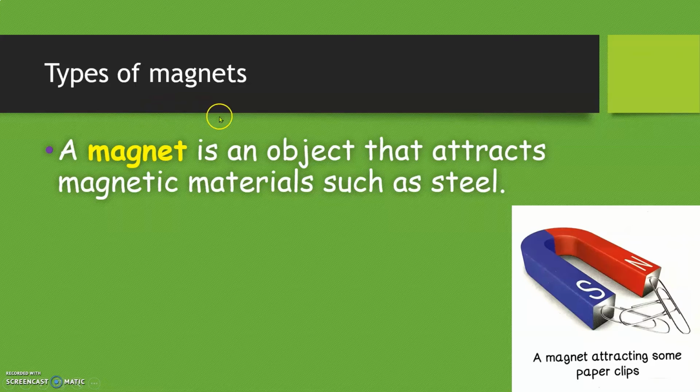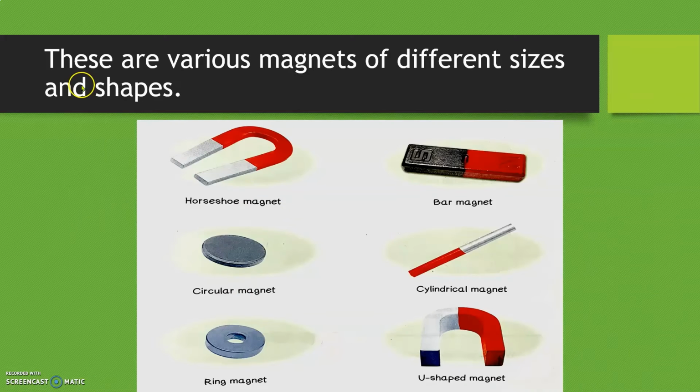Types of magnets. A magnet is an object that attracts magnetic materials such as steel. Here is a magnet attracting some paper clips. These are various magnets of different sizes and shapes. Horseshoe magnet, circular magnet, ring magnet, bar magnet, cylindrical magnet, U-shaped magnet.